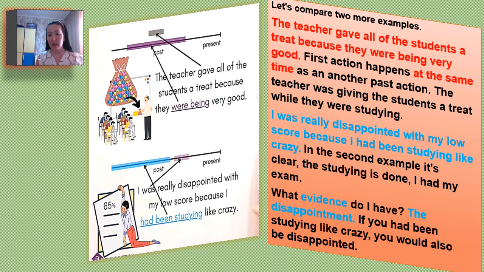I was really disappointed with my low score because I had been studying like crazy. In the second example, it's clear the studying is done. I had my exam. What evidence do I have? The disappointment. If you had been studying like crazy, you would also be disappointed.